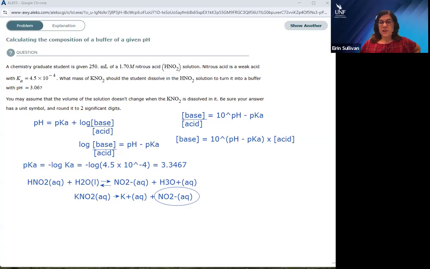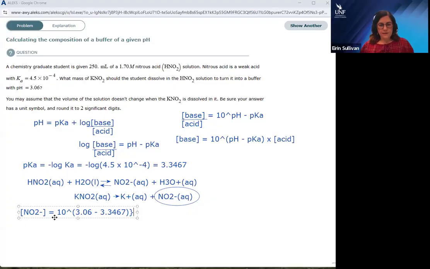Okay, so this is the concentration of base that we're solving for in the Henderson-Hasselbalch equation. So I'm going to go right ahead and write concentration of, in this case, the nitrite ion. So that is going to be 10 to the power of pH minus pKa. So the pH of the question is 3.06. pKa that we just calculated was 3.3467. And then all of that will be multiplied by the concentration of the acid.